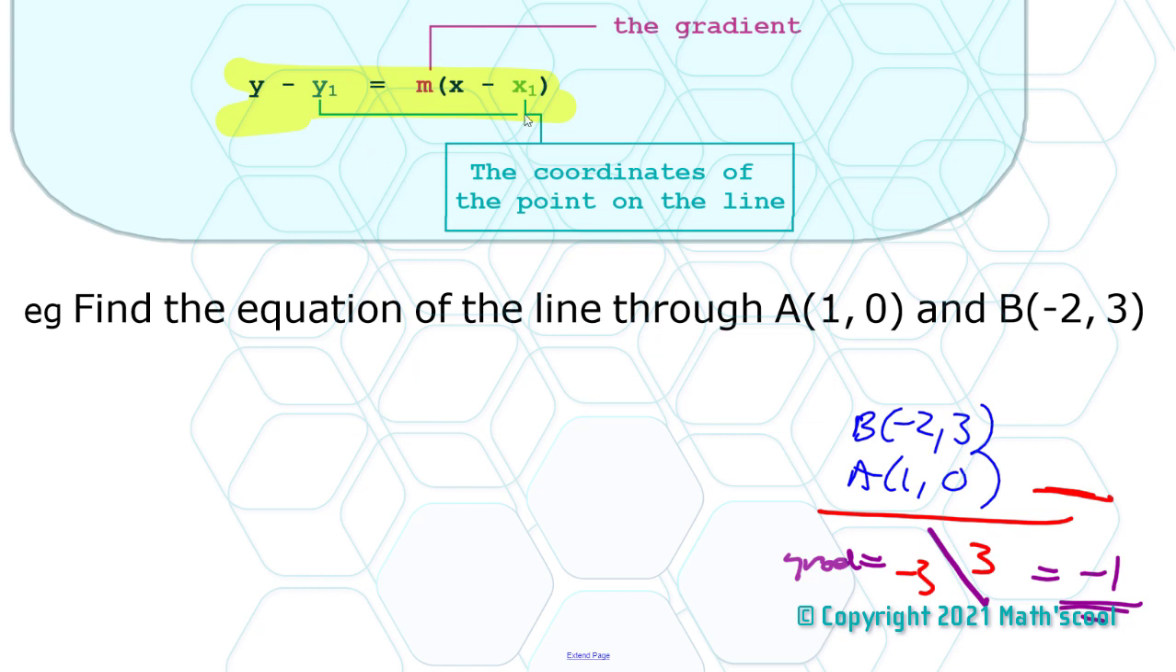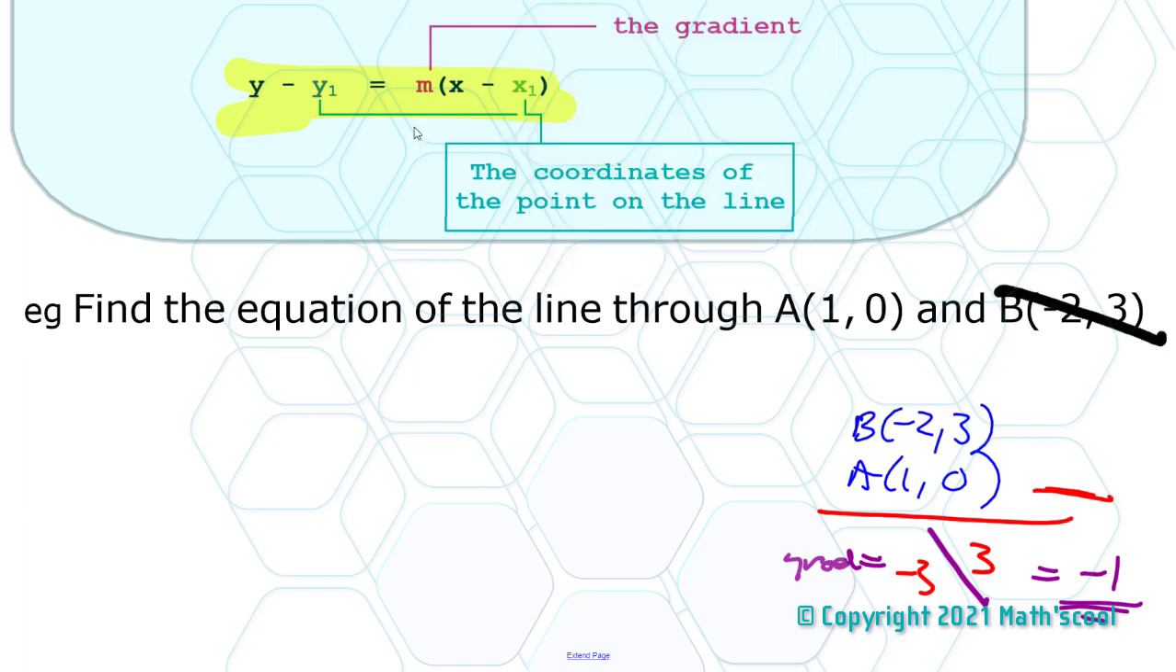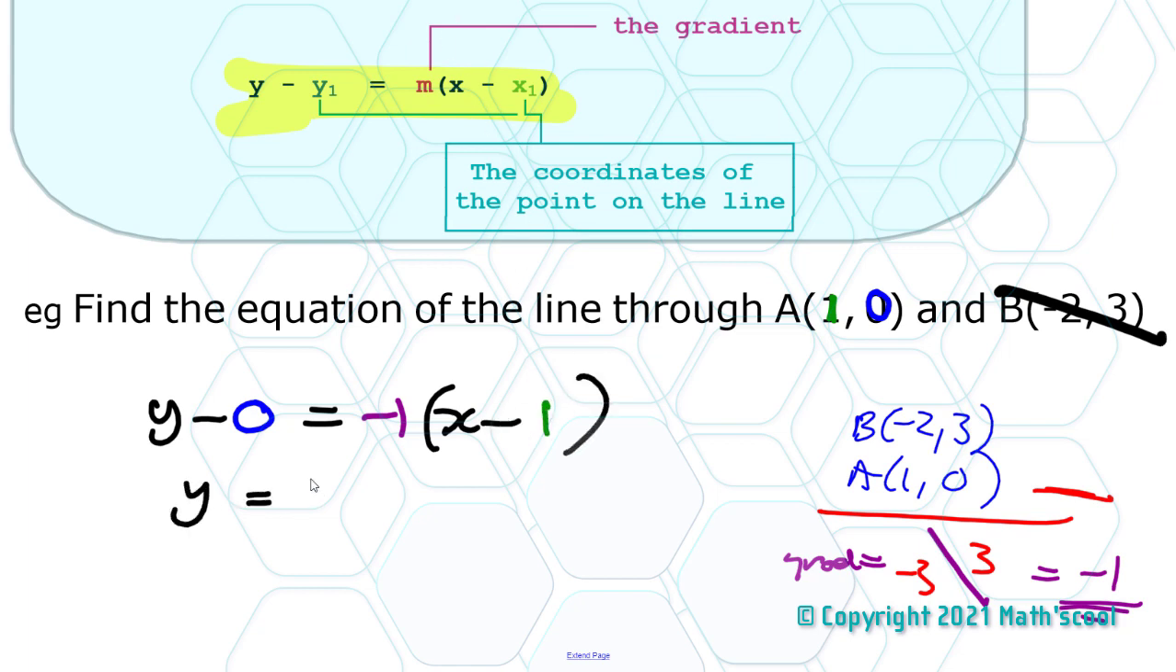And then we can use either one of these points. We don't need to use them both, so we can just scratch out one of the points. Then we can say, okay, y minus y1 equals m(x minus x1). So y minus 0 equals gradient minus 1, times x minus x1, which is 1. So y equals 1 minus x, or x plus y equals 1.